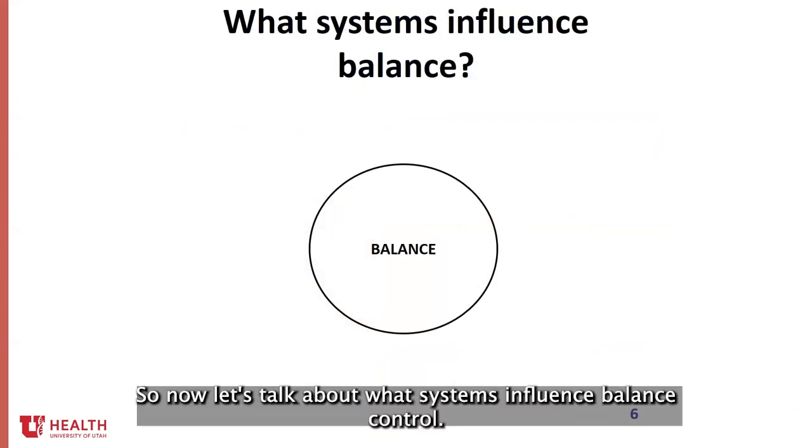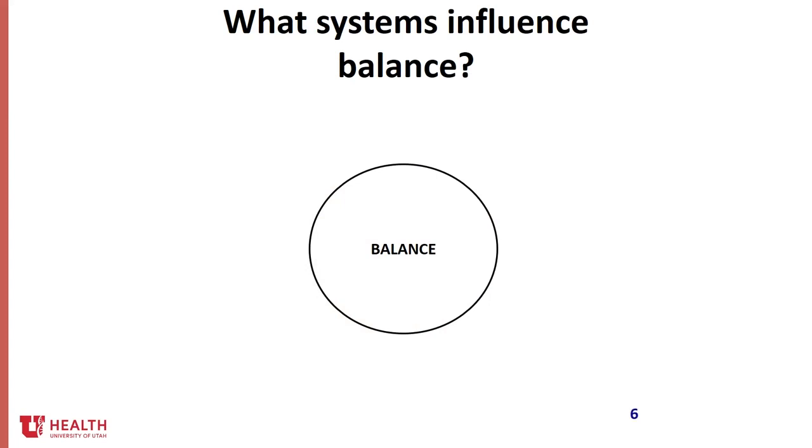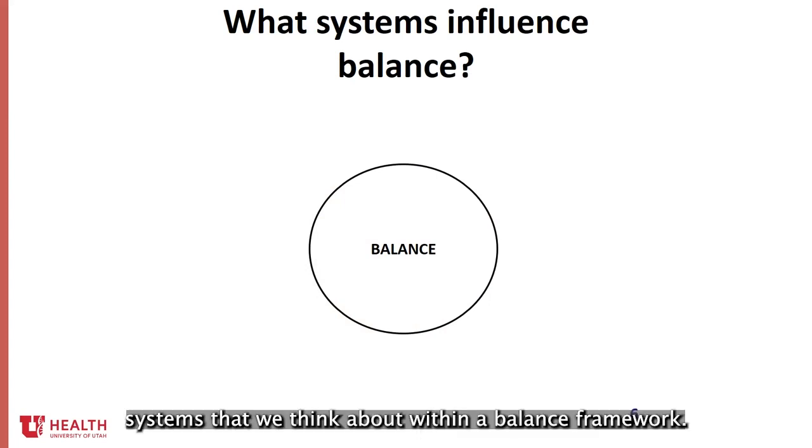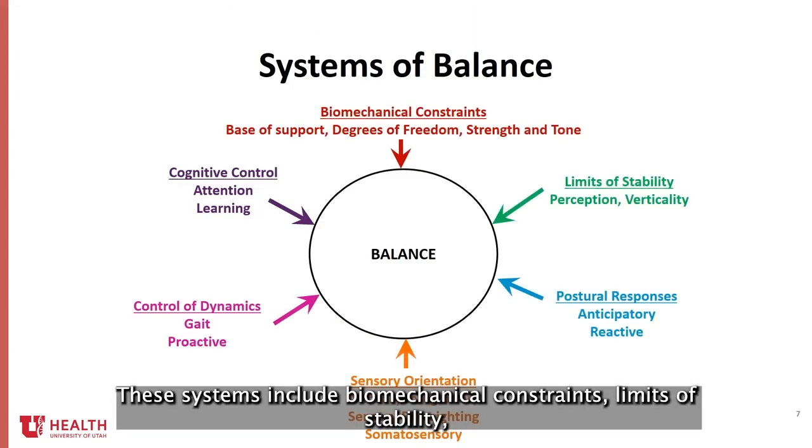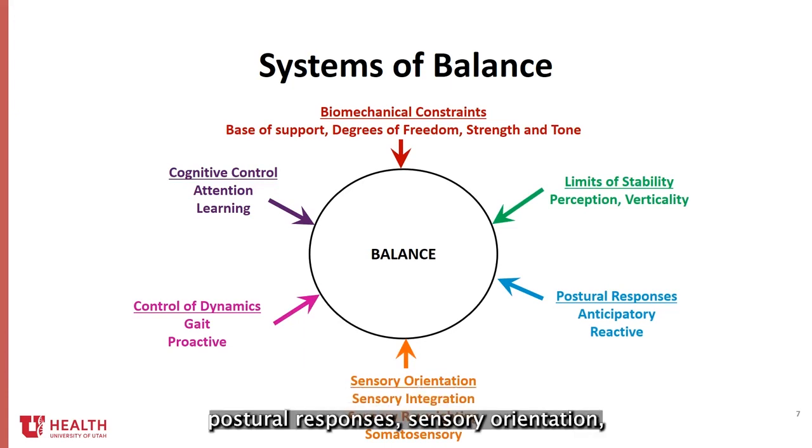So now let's talk about what systems influence balance control. There are 6 different systems that we think about within a balance framework. These systems include biomechanical constraints, limits of stability, postural responses, sensory orientation, control of dynamics, and cognitive control.